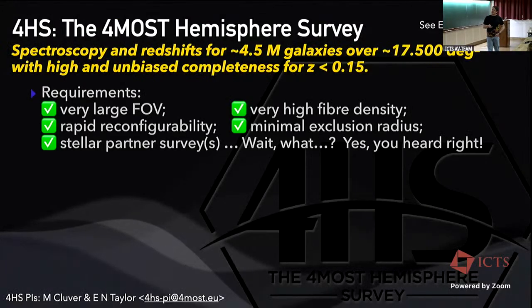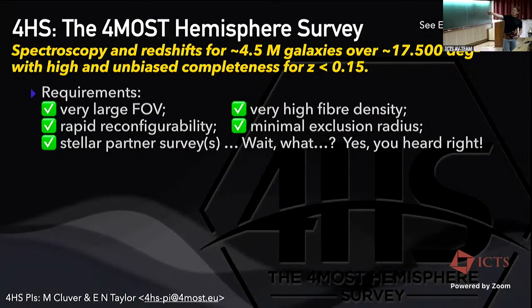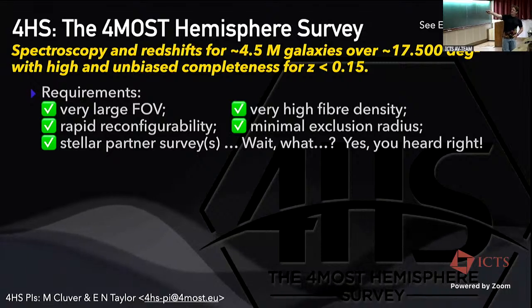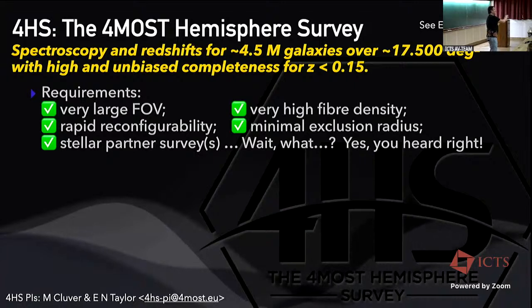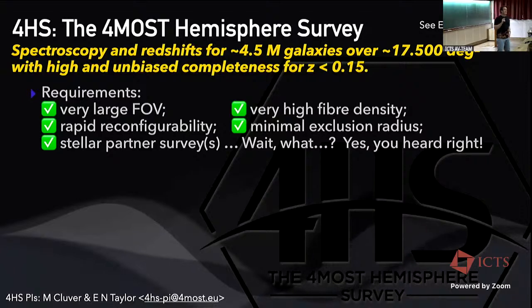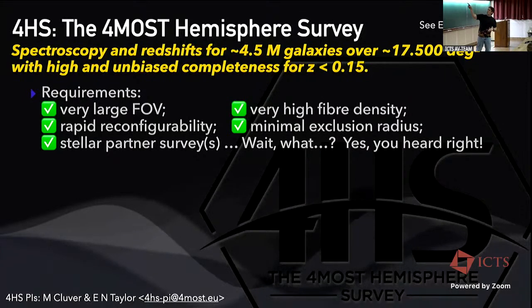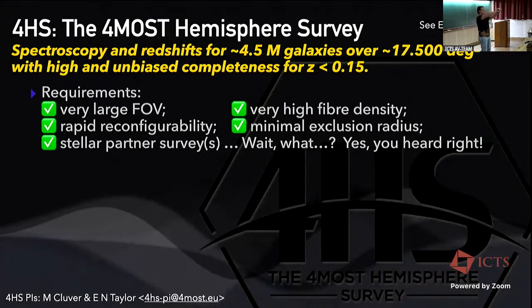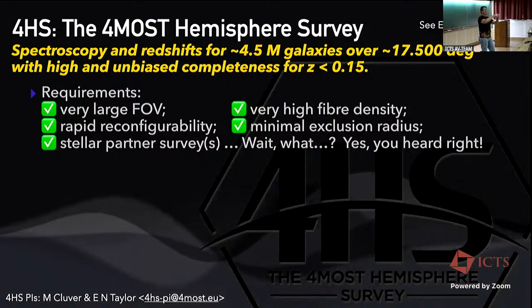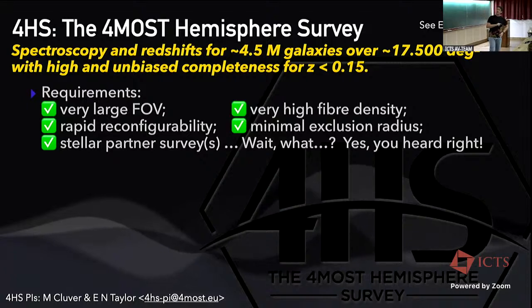including for 4HS. So if you wanted to do a big spectroscopic survey of the South, what do you need? You need a very large field of view, tick, Foremost is perfect. You want that rapid reconfigurability so that you can go quickly from one set of targets to the next, tick, great. You want a very high fiber density, tick. You want a minimal exclusion radius, right? You want to be able to get your fibers as close to each other as you can so that you can get pairs and all that kind of stuff, tick. And you need stellar partner surveys.